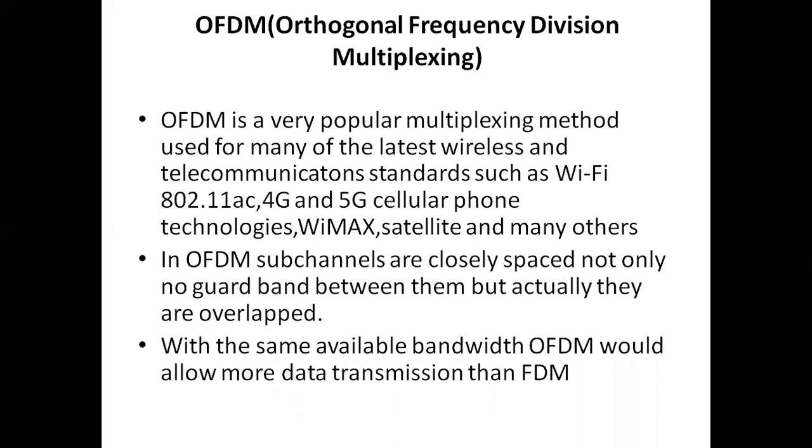In OFDM, the subchannels are closely spaced. There is no guard band between them, and they actually overlap. We have many subchannels closely spaced to each other. With the same available bandwidth, OFDM allows more data transmission than FDM.